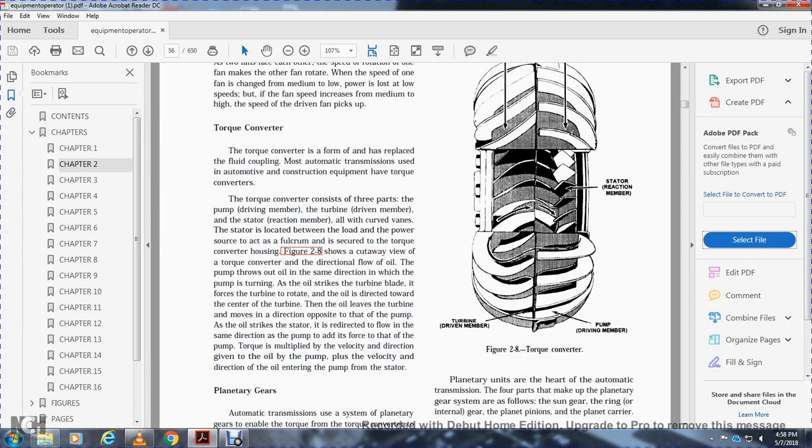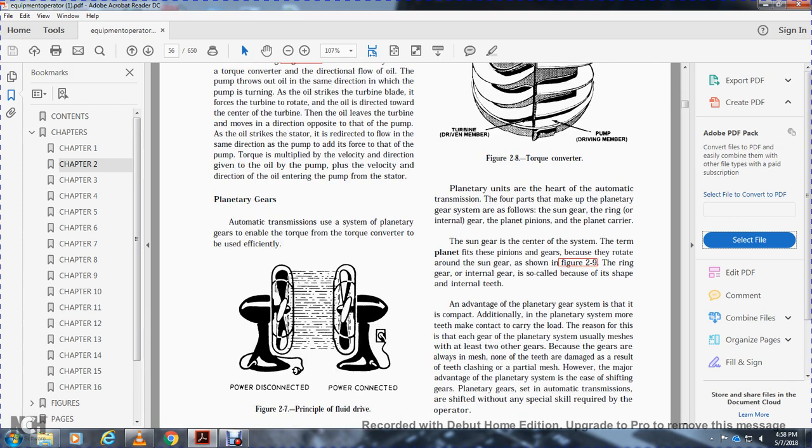Figure 2.8 shows the cutaway of the torque converter and the directional flow of the oil from the pump. The oil moves in the same direction as the pump, striking the turbine blades and forcing the turbine to rotate, with the oil directed toward the center of the turbine. The oil leaving the turbine moves in the direction opposite to that of the pump. The oil flowing in the same direction as the pump adds force to the pump. The torque is multiplied by the velocity of the oil leaving the pump plus the velocity of the oil entering the pump from the stator.